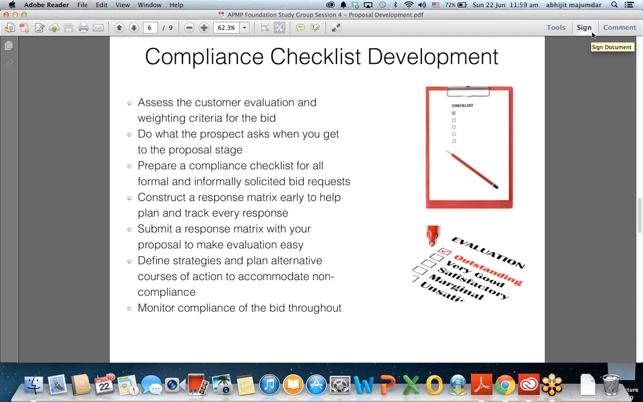Now, how do you identify the compliances, and how do you see that you meet all the compliances? For that, we develop something which we call the compliance checklist. Now, to develop this compliance checklist, the first thing we need to do is to assess the evaluation and the weighting criteria of the bid.